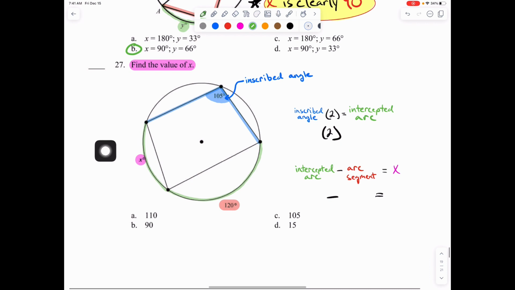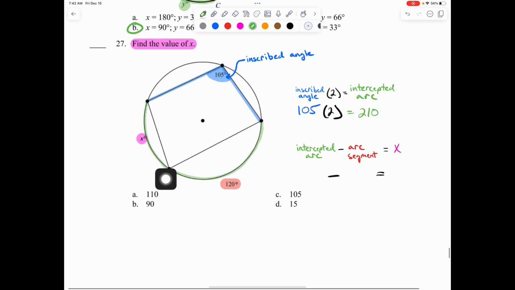So for the next one, same kind of deal. Find the value of x. Well, we have an inscribed angle. Take a look at this, like a little baseball diamond, okay? And here's our home run fence in green. That's our intercepted arc. Now we know that intercepted arc, from the time before, is double the size of our inscribed angle. And our inscribed angle is 105. And if our intercepted arc is double, we just multiply 105 times 2, giving us exactly 210.